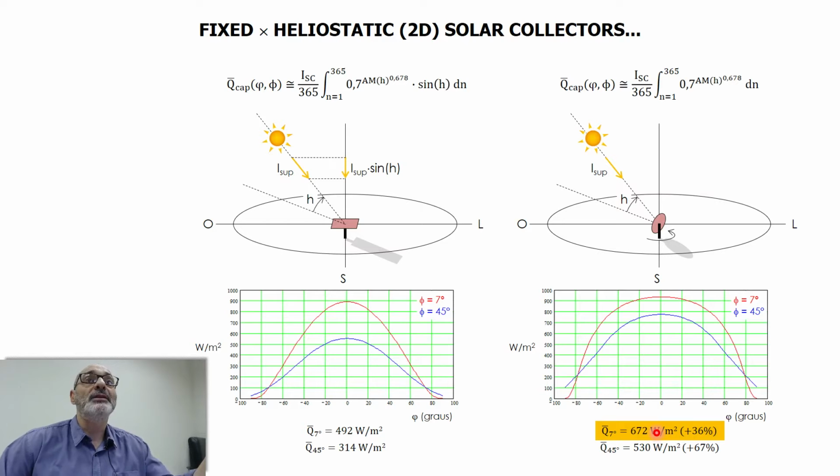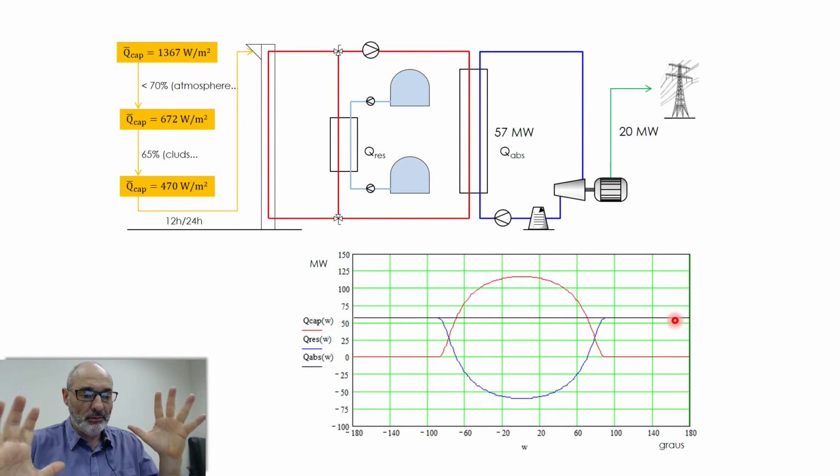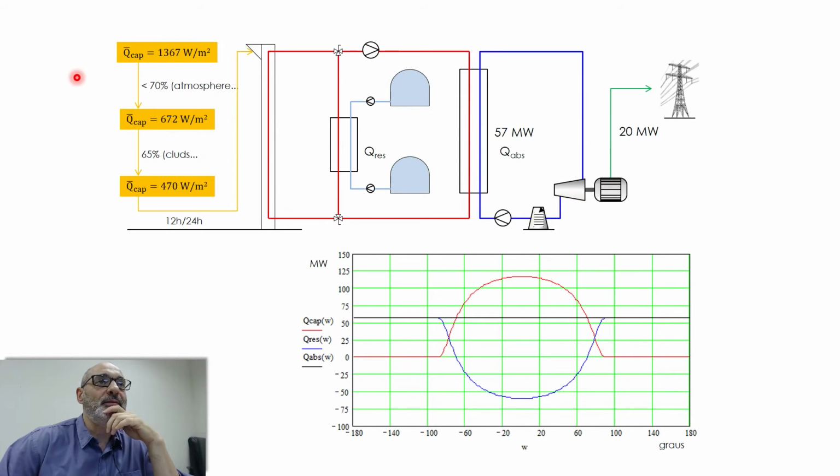Anyway, we're going to choose this one because the number of mirrors is going to be smaller. So the number that we're going to use to calculate the total reflection area is this one, 672 watts per square meter. This is the daily average. Okay, so let's see what we get. This summarizes a lot of our results. This is our power plant. We already have results for this configuration, but let's see what's happening with solar energy.